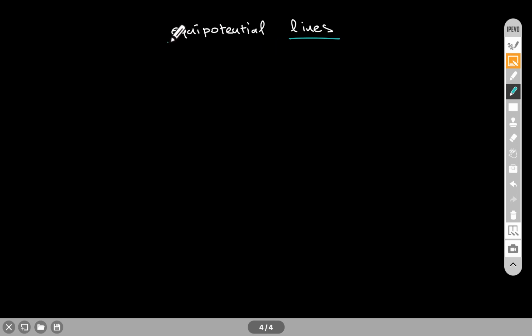Now, the part of the word that says equi means that essentially they are lines where you have the same potential everywhere on those lines. I should say, on each line you have the same potential.